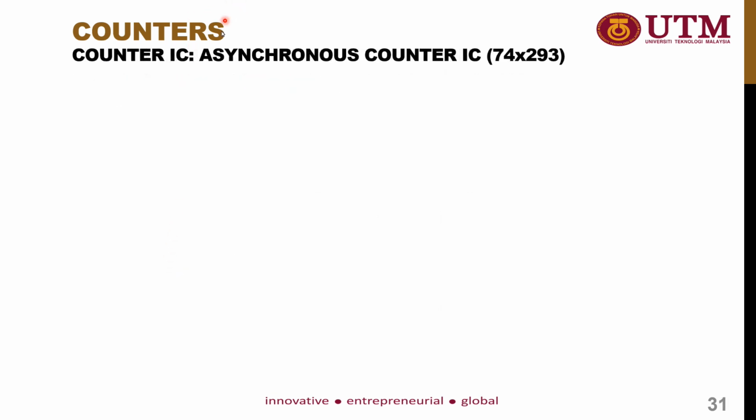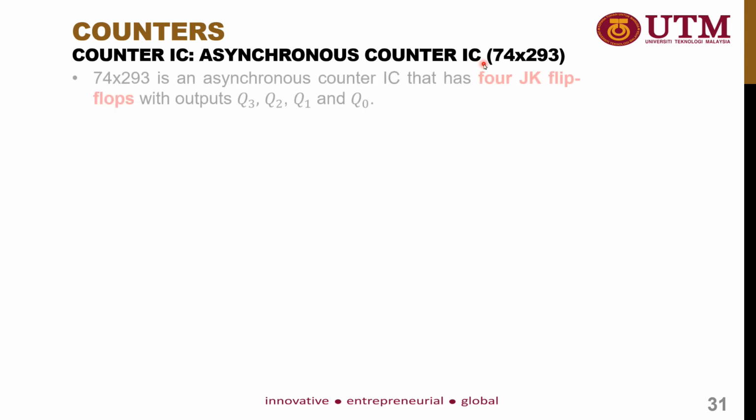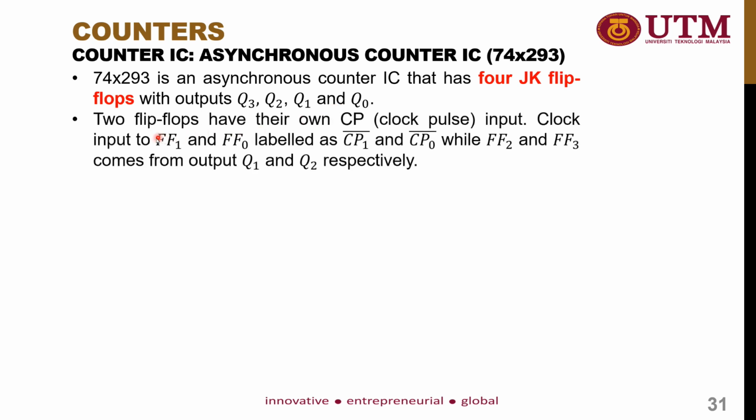Next we proceed with the asynchronous counter IC, which is 74X293. The 74X293 is an asynchronous counter IC that has 4 JK flip-flops with outputs Q3, Q2, Q1 and Q0. So this IC has a total of 4 flip-flops with 4 bits of output. Two flip-flops have their own CP, which is the external clock pulse input. The clock inputs to FF1 and FF0 are labeled CP1 bar and CP0 bar, while the clocks of FF2 and FF3 come from the outputs Q1 and Q2 respectively.